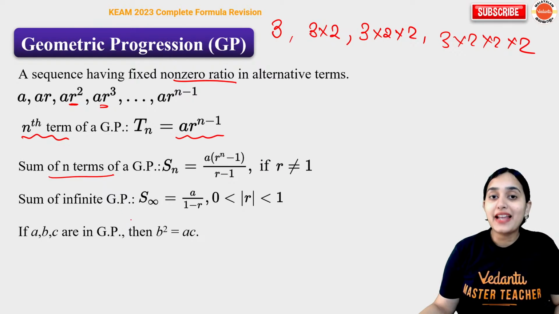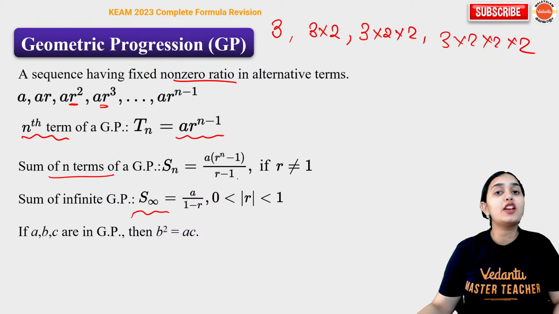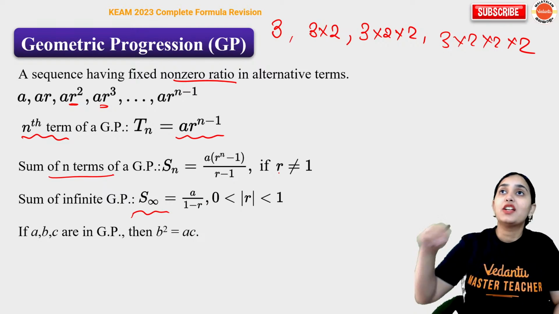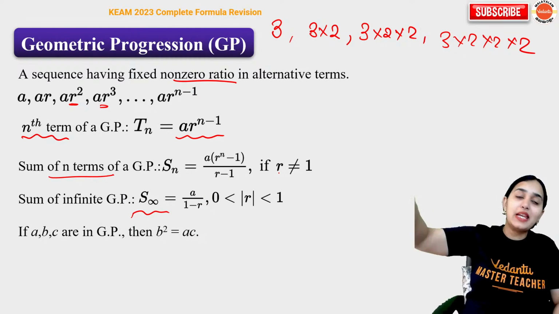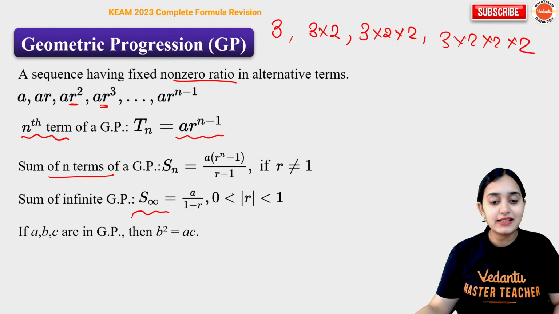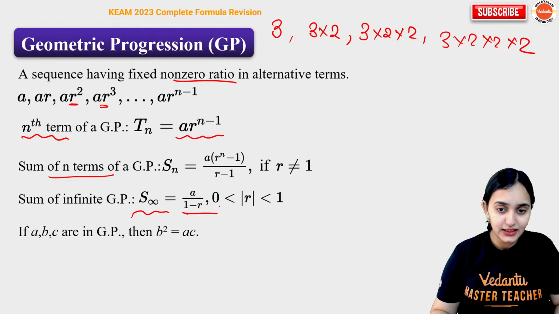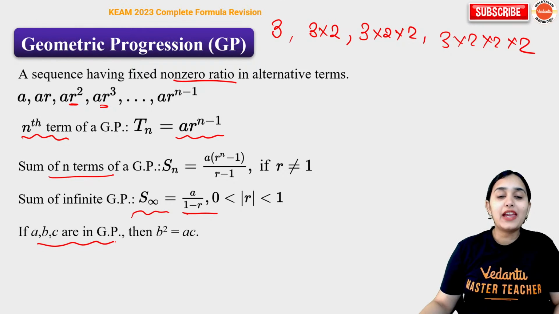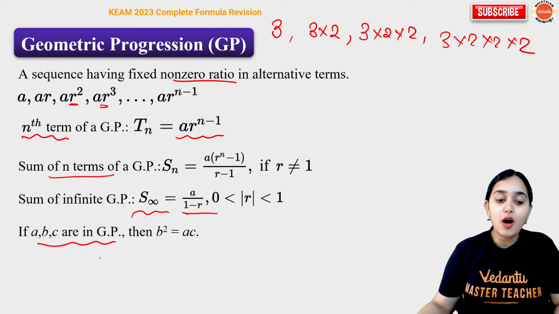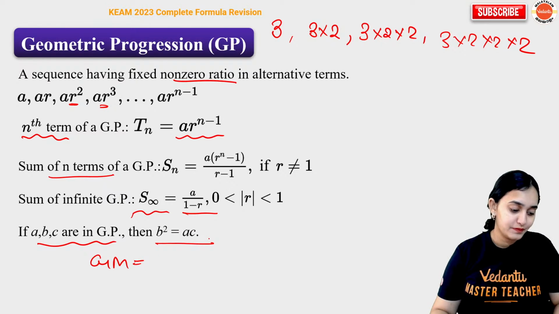Sum of infinite GP. Sometimes your GP can be infinite, like you keep on multiplying, keep on multiplying, keep on multiplying, you get so many answers. So it is a upon 1 minus r simply. And if A, B, C are in GP, then geometric mean is basically B square is equal to AC.